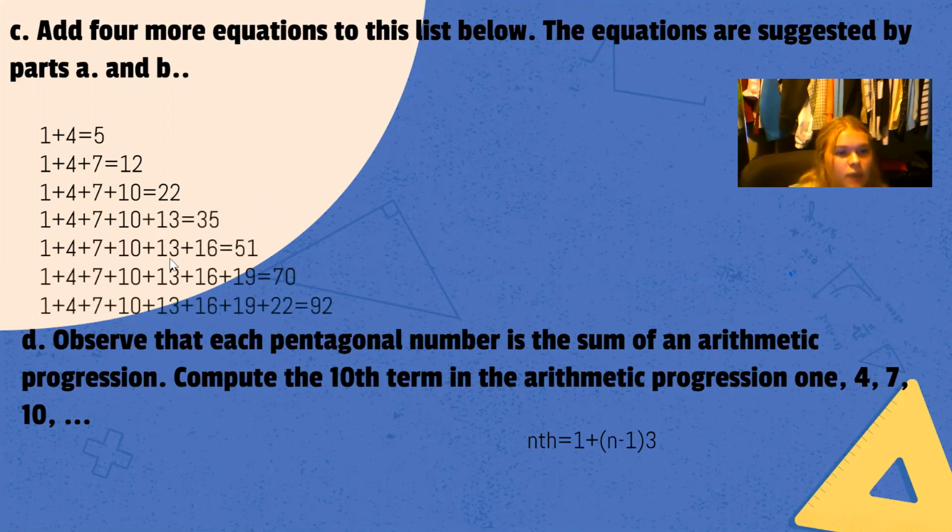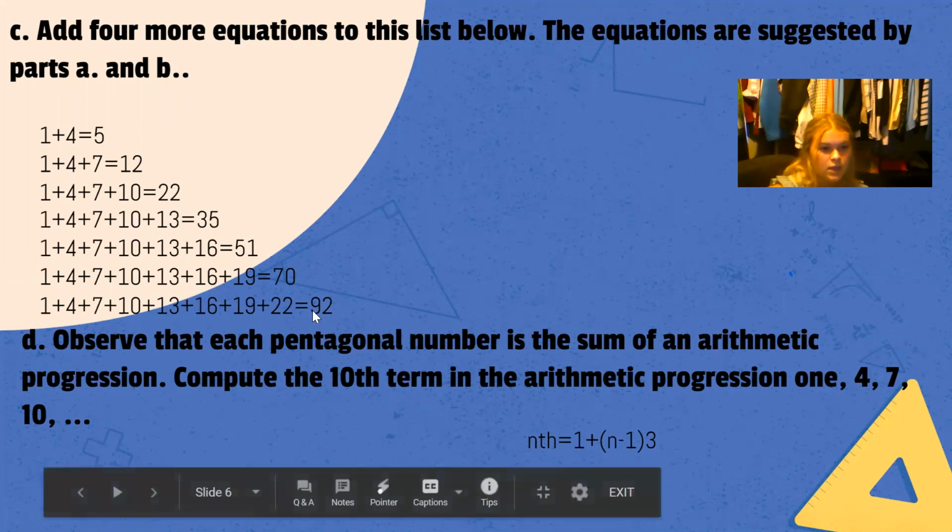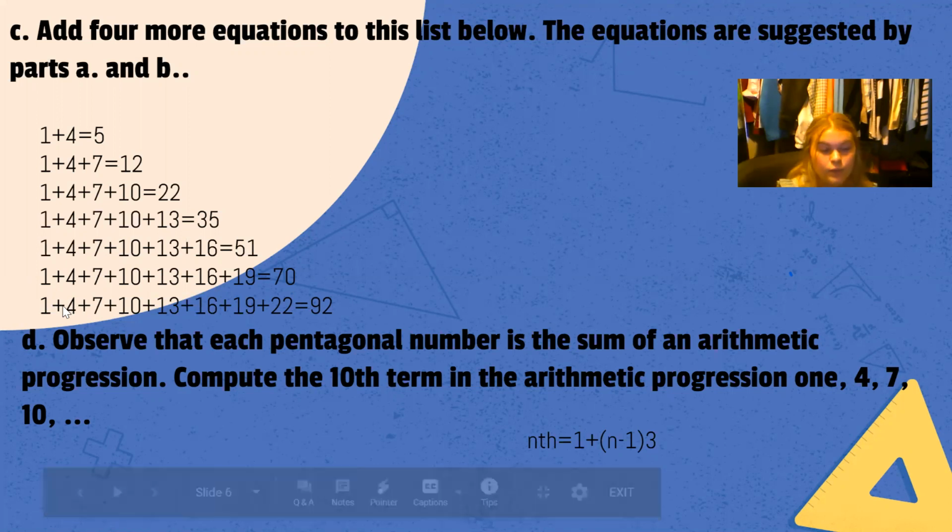So we see that here, we added 13 and we got 35. 13 plus 3 equals 16, add all of that together and we get 51. And so on for the next 2 equations. We add 3, got 19, add all of that together to get a sum of 70. Same thing with the next one. 19 plus 3 is equal to 22, which equals 92. So that would be our pentagonal numbers and our arithmetic numbers in our equations.